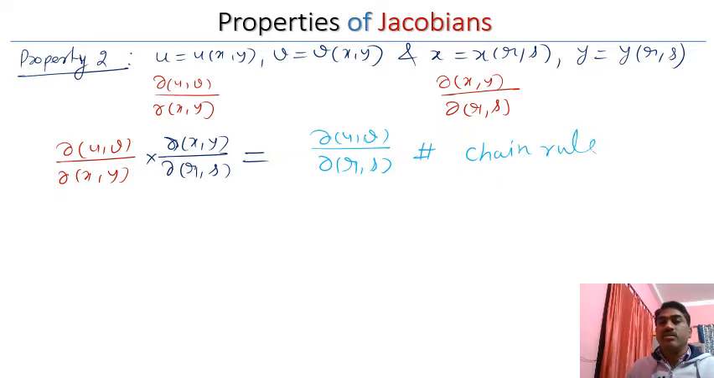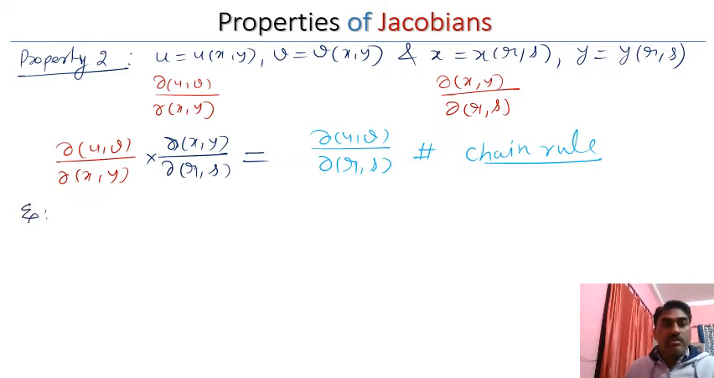Chain rule property. You know that dy by dx, you are already using, dy by dx is equal to dy by dt and dt by dx. This is called chain rule. The same thing applies here, del(u,v) by del(x,y) into del(x,y) by del(r,s). So this is called the chain rule. Now we will take some questions to demonstrate the chain rule. So initially take a small, simple question.